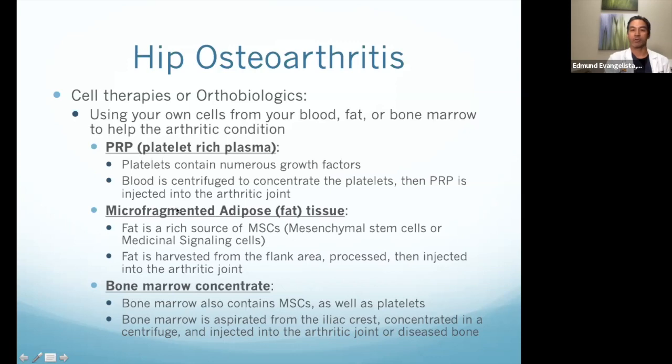Microfragmented adipose tissue or fat. Fat is a rich source of cells called MSCs or mesenchymal stem cells, and now termed medicinal signaling cells. So we can harvest your fat from the flank area, process it, then inject it into the arthritic joint. And the third cell treatment that we do is bone marrow concentrate. So your bone marrow is also a source of MSCs as well as platelets, and we can aspirate your bone marrow from your iliac crest, concentrate it, and inject it either into the arthritic joint or directly into the diseased bone.